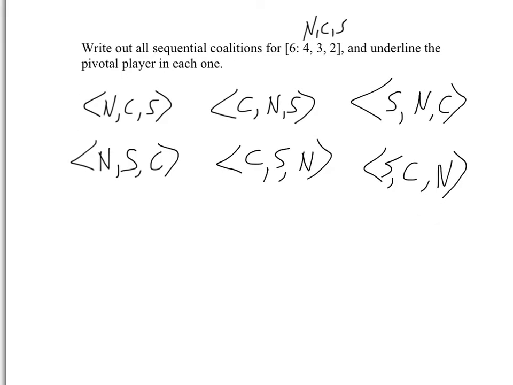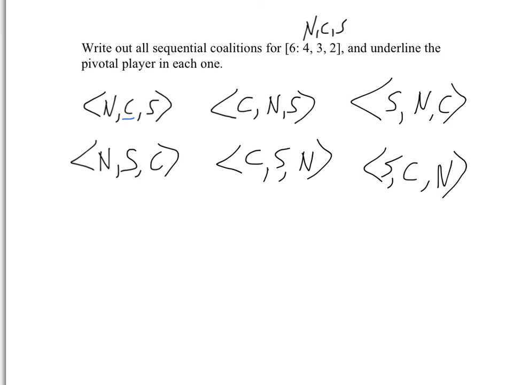Now, who is pivotal in each one? Well, in the sequential coalition NCS, when N is the only one voting yes, then N alone can't pass anything. N is not a dictator. When C joins in, N and C have a total of 7 combined votes that does meet the quota, and therefore C is pivotal here. C is the one whose arrival on the scene as a yes voter makes all the difference, gives enough votes for the coalition thus far to become a winning coalition.